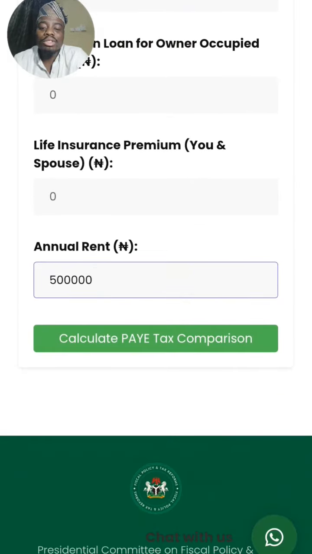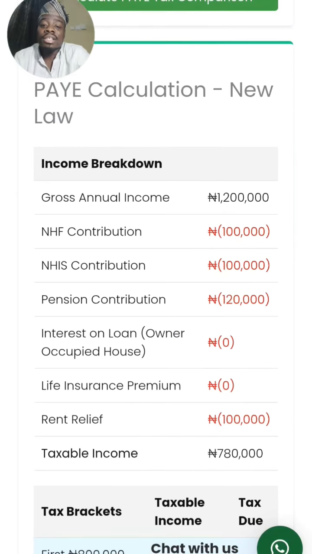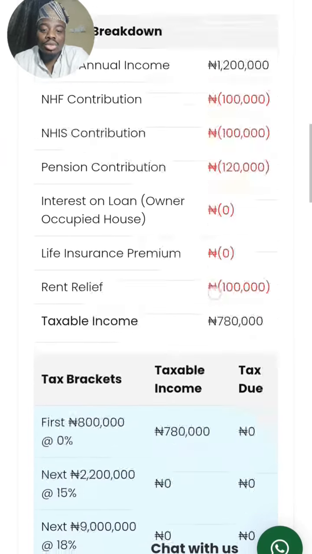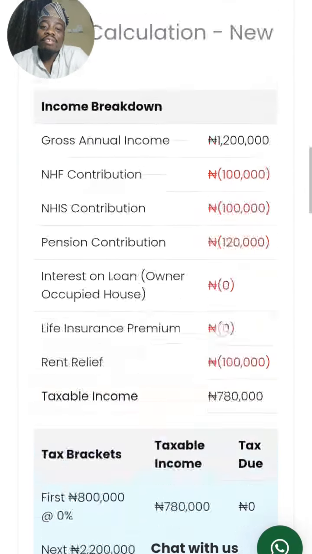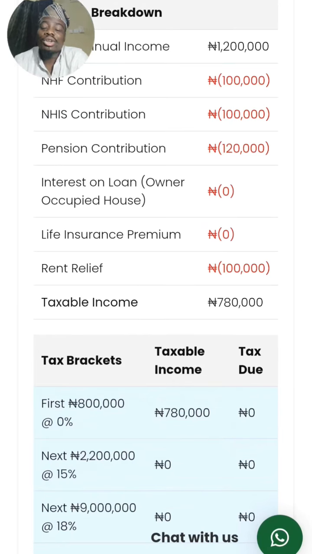Now, after filling in all this information, you just press calculate pay tax comparison. The moment you press it, it will bring out the results. It's bringing out the income breakdown, meaning that your gross annual income is 1.2, NHF 100,000. This place is in red basically because they are deductibles. That's why they put them in red. So they are deducting the 100,000 naira for NHF, 100,000 naira for NHIS, pension 120, then your rent relief. We put in 500,000 naira as rent. So this rent relief is basically a percentage of the 500,000 naira, meaning 20% of the 500,000 naira. You get? That's where they got the 100,000 naira from.